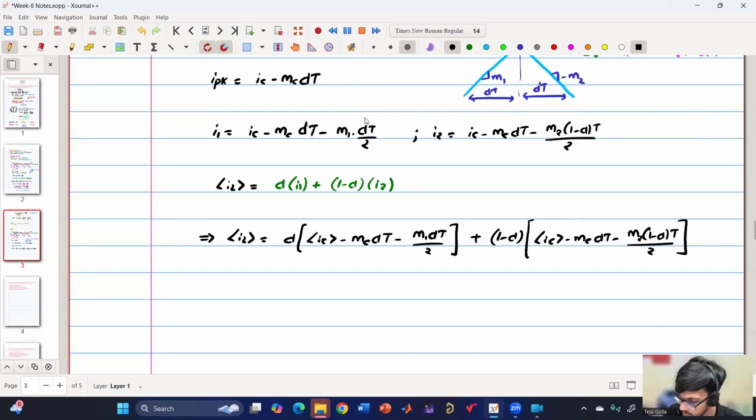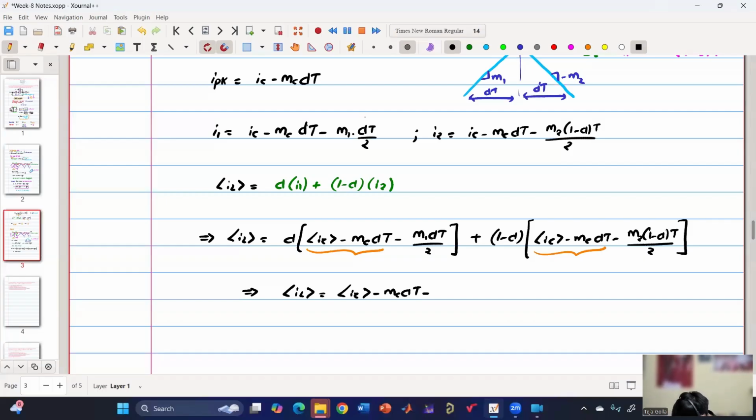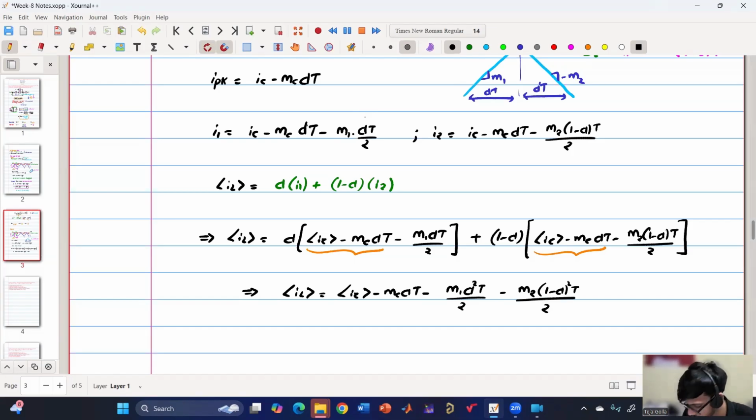So now if you see, these terms are the same in both the expressions, so we can segregate them and write something like this. Average of IL is equal to IC minus MC dt. If we write the other terms, we will get M1 into D square T by 2 minus M2 into 1 minus D square T by 2.